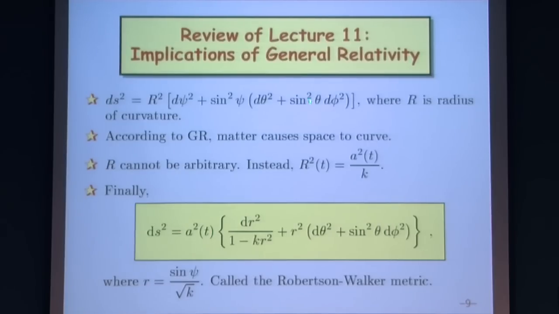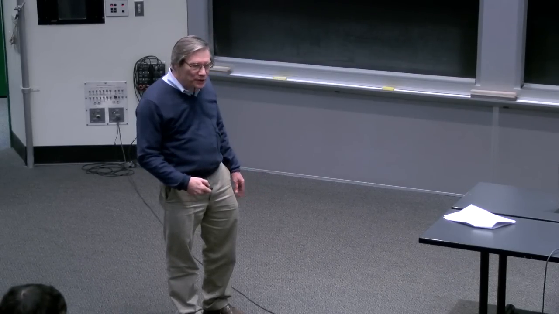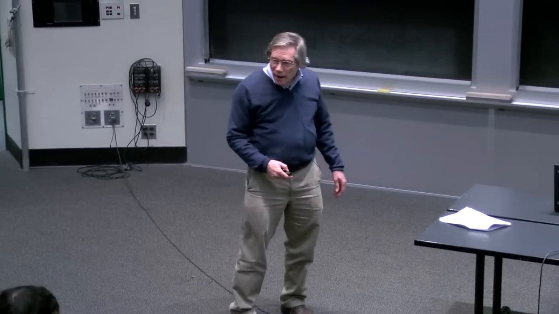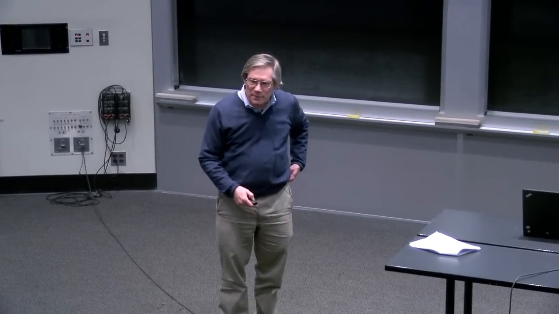When one puts this back into the metric to express the metric in terms of a of t, we find finally that the metric can be written as shown in the box here. And this is the last equation, where I've made a substitution of variables. I've replaced the angle psi by a radial coordinate little r, which is defined to be sine of psi divided by the square root of k. And this form of the metric is what's called the Robertson-Walker metric. And it's the famous form of the metric. This is what people normally use. So that finishes everything we said last time, I think.